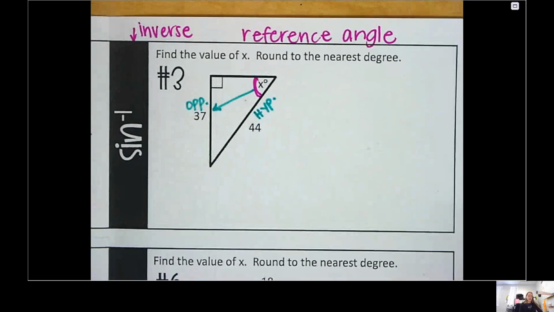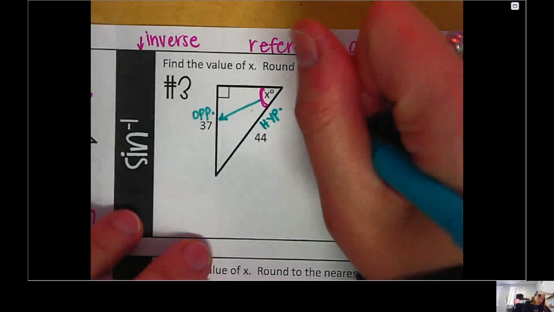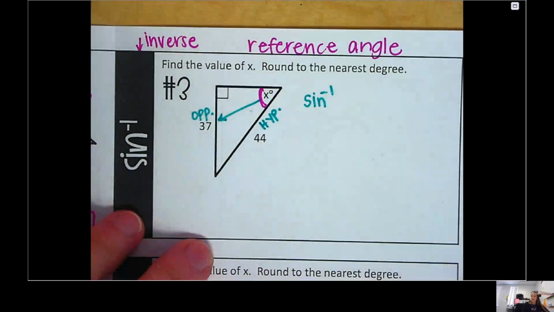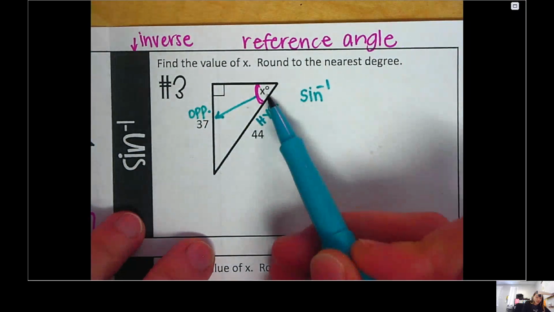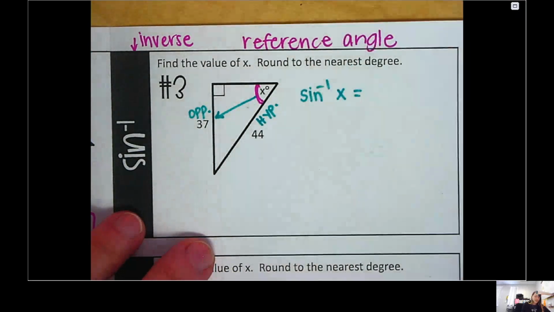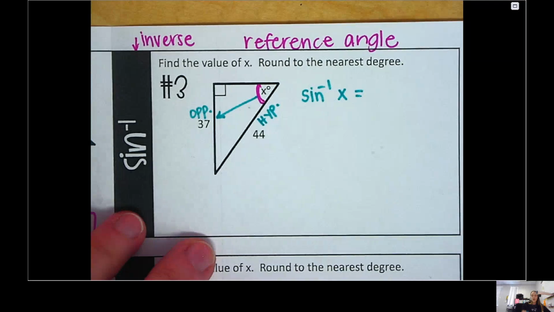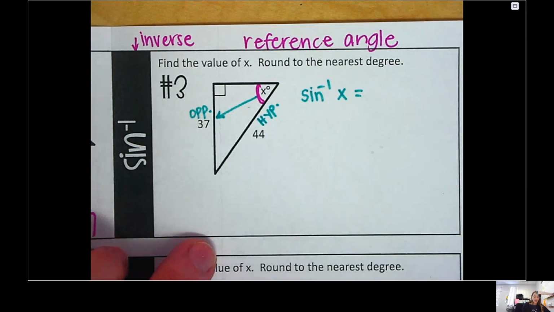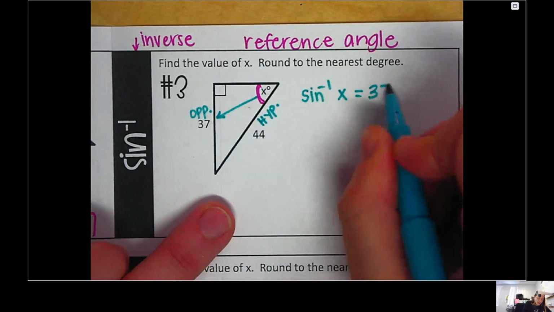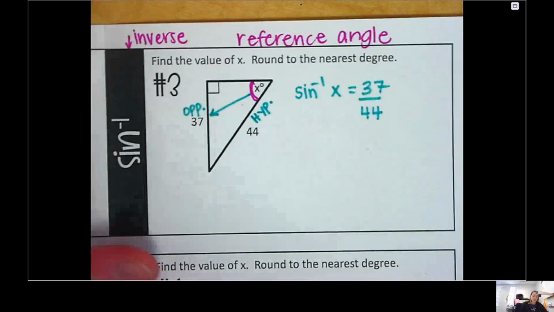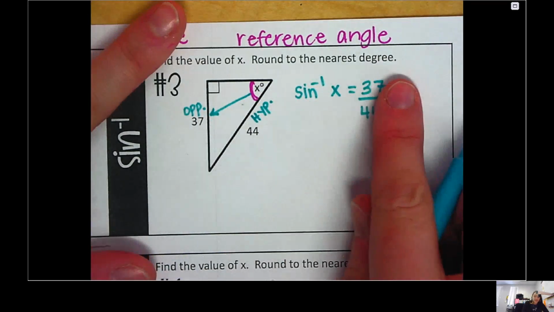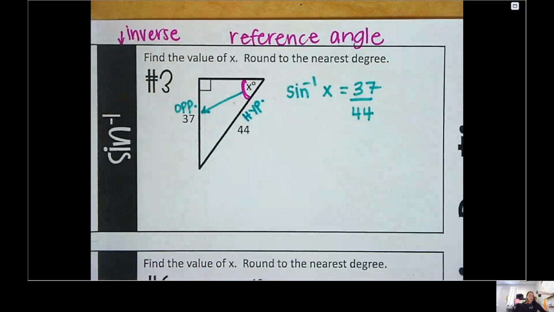Now we're going to set it up the same way, except this time we're going to write the inverse sine of my angle. So you're trying to figure out what your reference angle x is. All you have to do is take your ratio and write it out. So your ratio is, remember, SOH, so it's O over H, opposite over hypotenuse, so it would be 37 over 44. So what we're going to push is the inverse sine of 37 divided by 44.